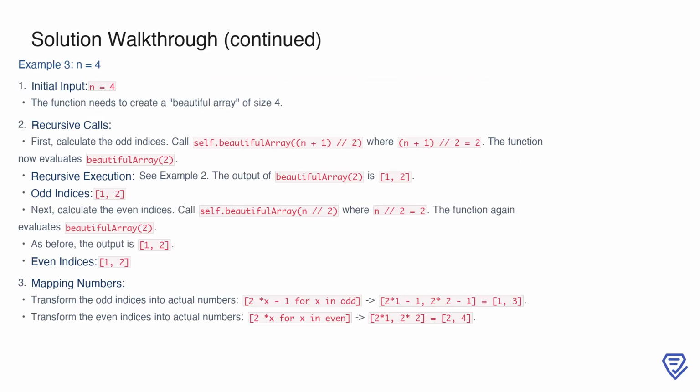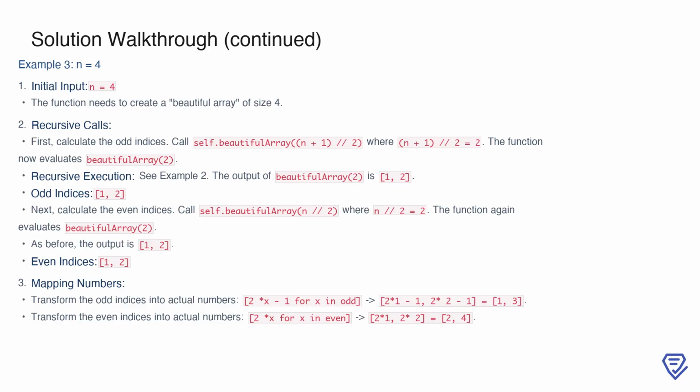Now let's consider the case where n equals 4. Here, the function needs to create a beautiful array of size 4. Again, we start by calculating the odd indices. This involves a recursive call with input (n+1)/2, which evaluates to 2. For this recursive call, the function evaluates beautiful array 2. As we've already determined from the earlier example, the result of beautiful array 2 is 1, 2. Therefore, the odd indices are 1, 2.